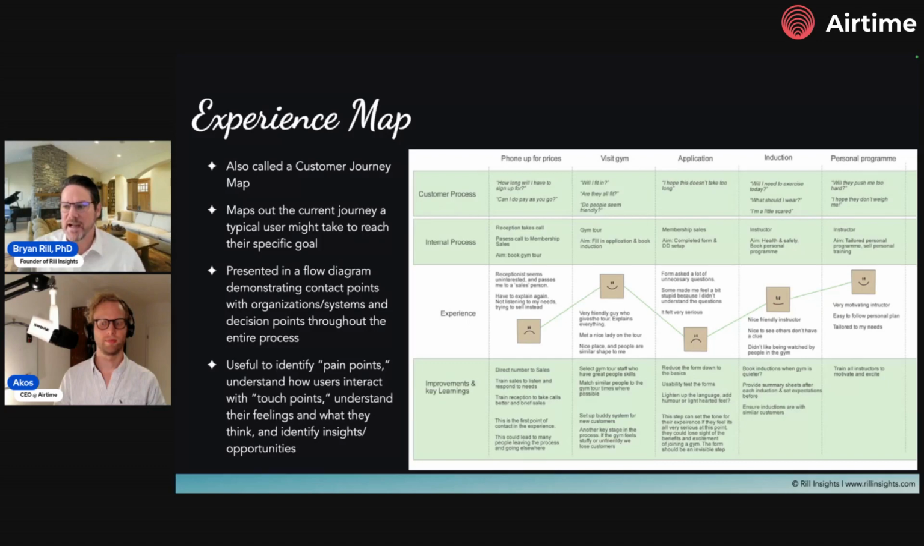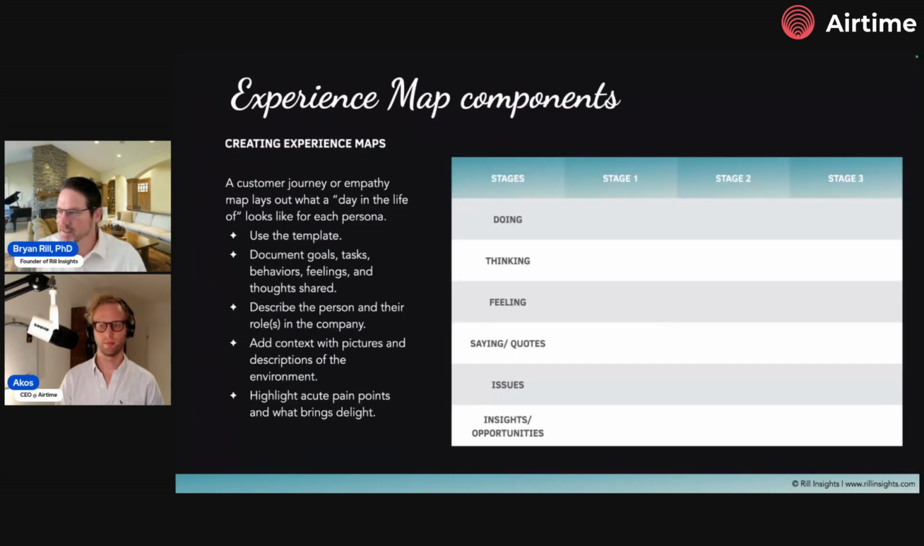Okay, and then as you're capturing that and you're diagramming the flow, essentially, then you identify what are the improvements and the key learnings. What are your opportunities to make a difference? This is a very basic, I think I made this in PowerPoint, template for thinking about how to put together an experience map.